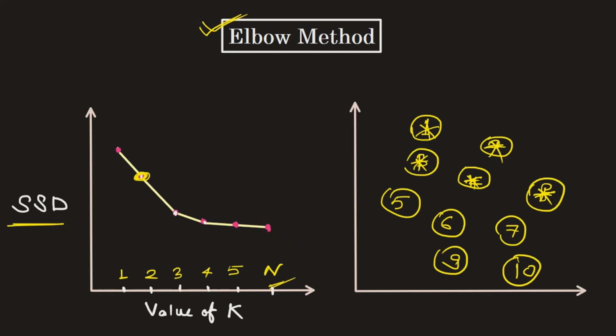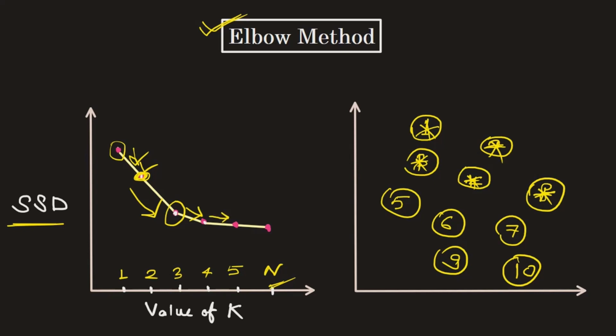Anyways, the point is that we consider the value of k where we can notice an elbow-like structure, something like this. From this point to the second point, the decrease in sum of squared distance was too much. Again, from the second to the third point, the decrease was a lot more. But from the third to the fourth point, the decrease was not that much, and the same with the next iteration.